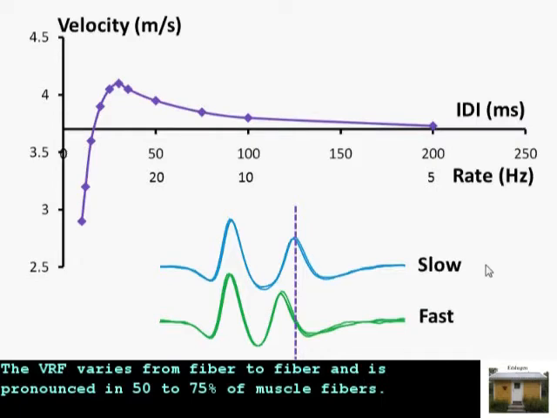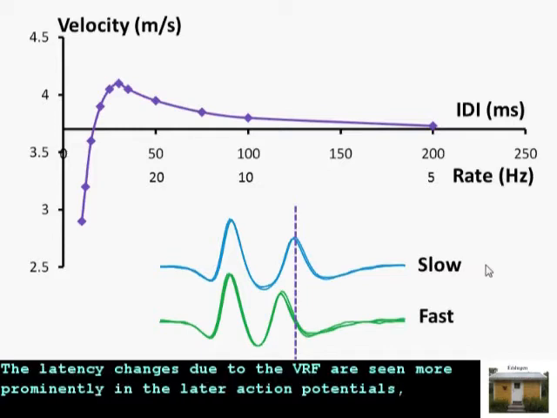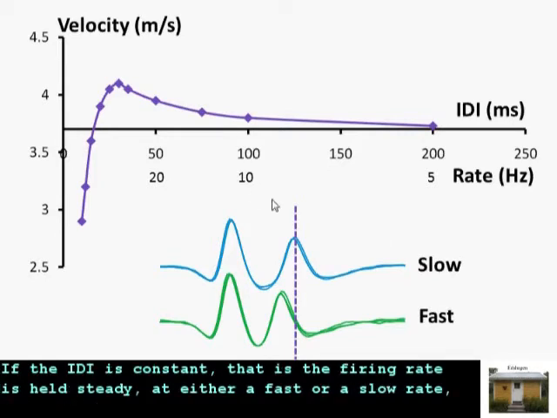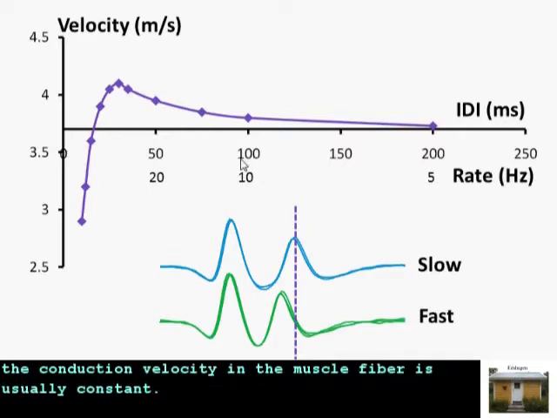The VRF varies from fiber to fiber and is pronounced in 50 to 75% of muscle fibers. The latency changes due to the VRF are seen more prominently in later action potentials, which suggests that they are mainly due to the distance between the end plate and the recording electrode. If the IDI is constant, that is, the firing rate is held steady at either a fast or slow rate, the conduction velocity in the muscle fibers is usually constant.